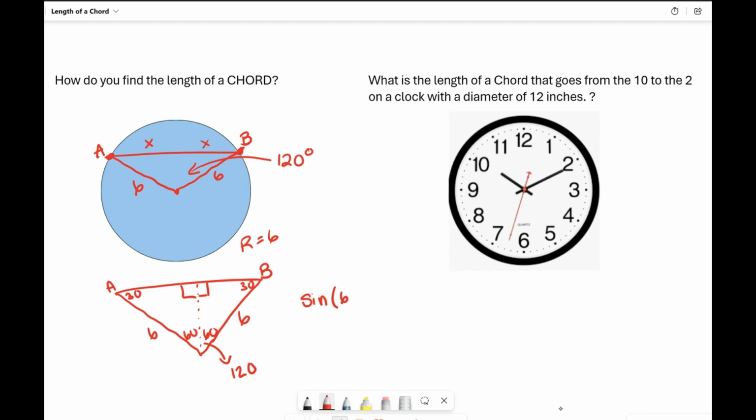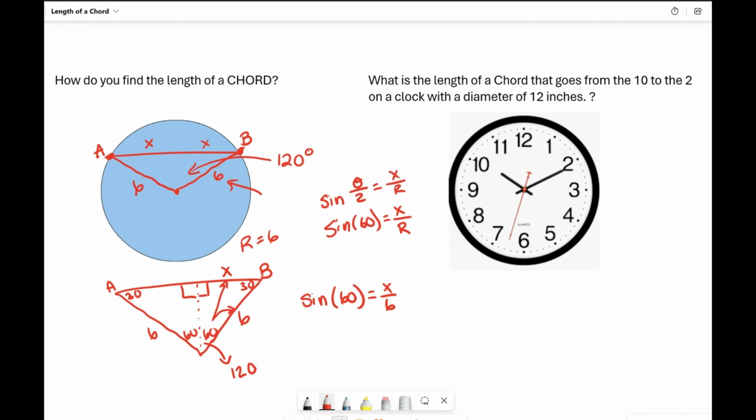sine of 60 is going to be, so we're going to solve for this x and then double it to find the other x, the opposite over the hypotenuse. So equals x over 6, where 6 is the hypotenuse, but it's also the radius. So you could say sine of 60 equals x over the radius. The way that we got 60 was we bisected that angle. So it's really sine of whatever angle you have divided by 2 equals x over r.